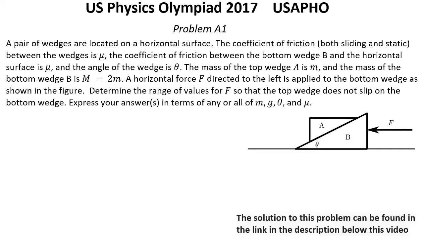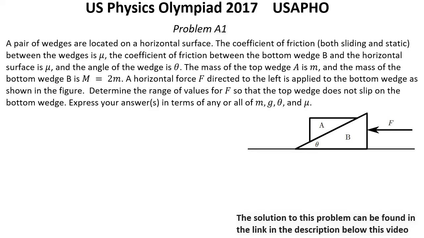Problem A1. A pair of wedges are located on a horizontal surface. The coefficient of friction, both sliding and static, between the wedges is mu. The coefficient of friction between the bottom wedge B and the horizontal surface is mu, and the angle of the wedge is theta. The mass of the top wedge A is m, and the mass of the bottom wedge B is 2m.